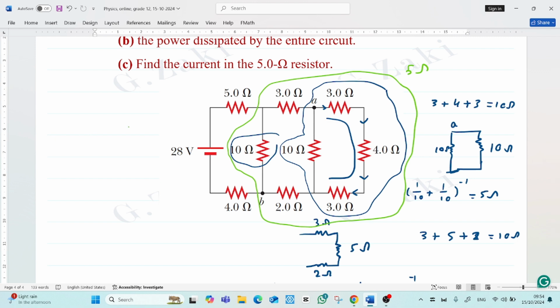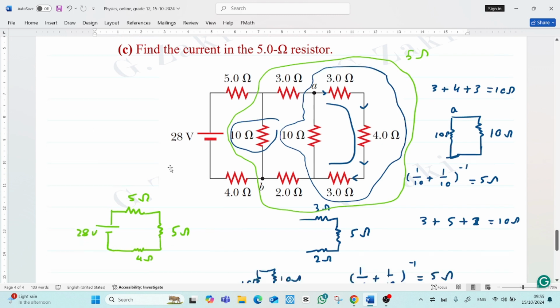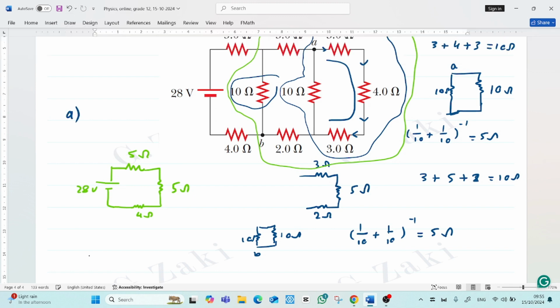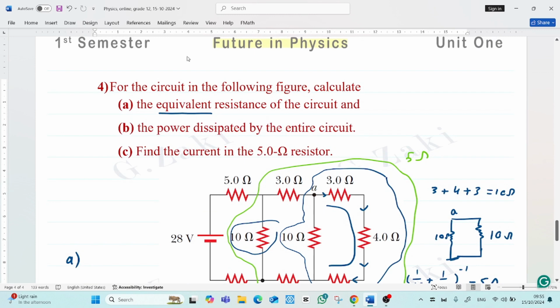Now our total is easy. So this is 5 ohms and the total is 5 ohms, and down we have here 4 ohms. Finally, this is the cell, which is 28 volt. Now we can get our total. They are connected in series. Then for part A, our total equals 5 plus 5 plus 4 equals 14 ohms. This is our total.